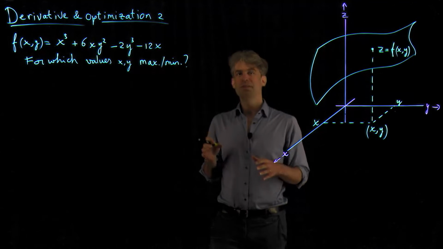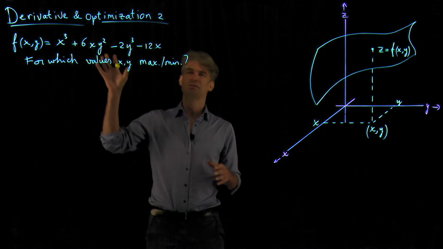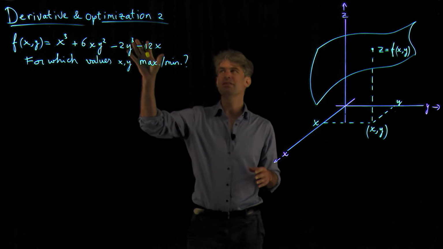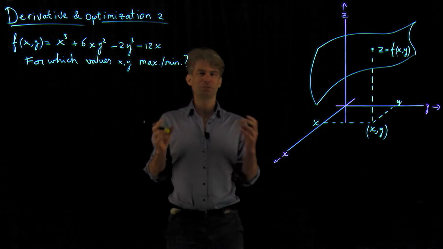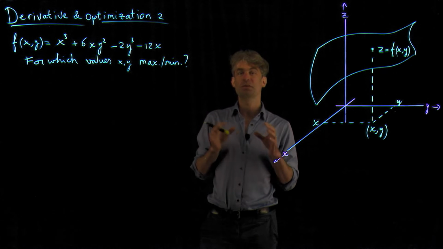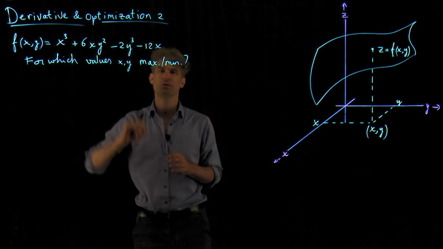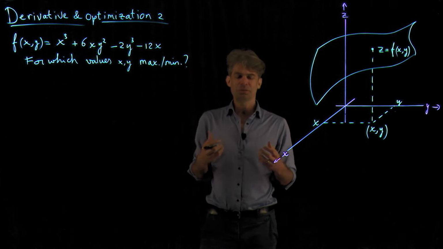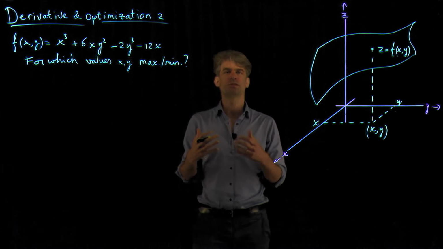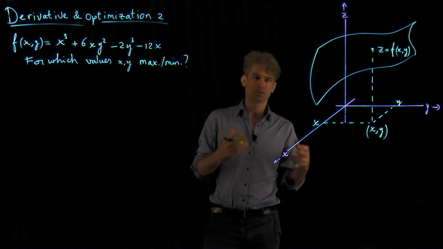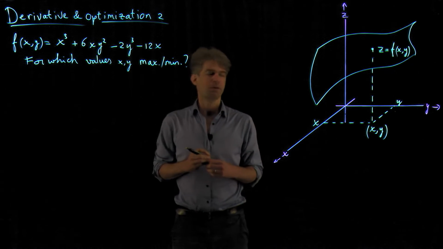Hi, in this video we're going back to the idea of derivatives and optimization. It's the second video, that's why there's a 2. But the 2 is also there because we're going to look at the context of functions of 2 variables. And I think once you understand what's happening here, you will be able to carry it over even to functions of higher dimensions, of more variables than 2.